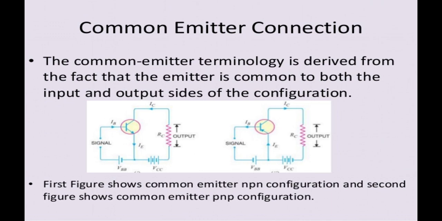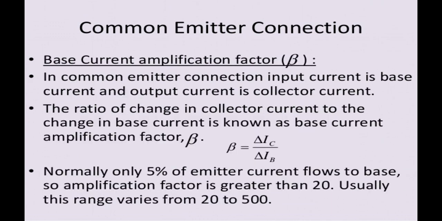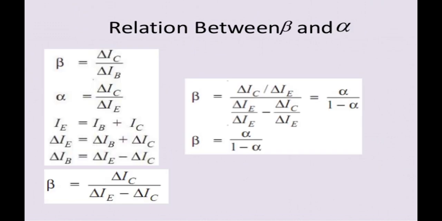Here is the circuit diagram of the common base, common collector, and common emitter connections. Here the common emitter terminal is common to both. In the common emitter configuration, the current amplification factor is beta. In common emitter connection, the input current is the base current and the output current is the collector current.